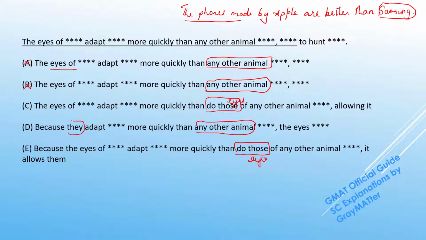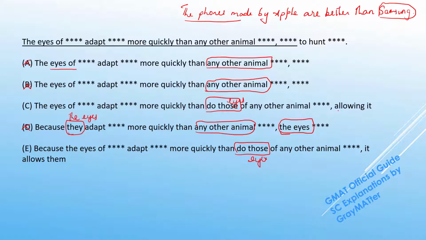eyes but using the pronoun they. But if we once again check the logic, this they is obviously referring to the eyes of the seal. A pronoun is supposed to take the logical place of a noun. So if we put that noun in the pronoun's place, once again we have because the eyes adapt more quickly than any other animals. So just as in A and B, this comparison is invalid. So D goes off. So let's use the next point of attack.